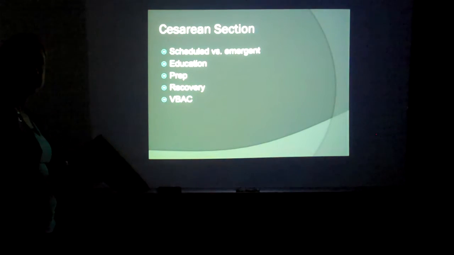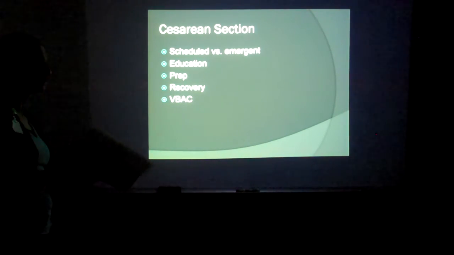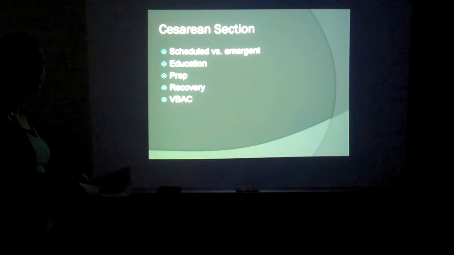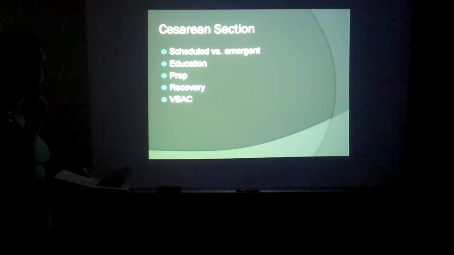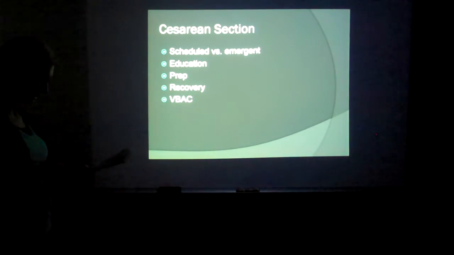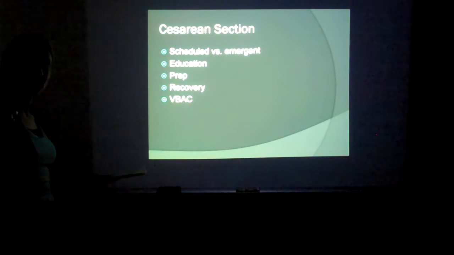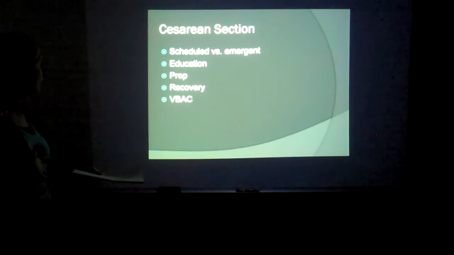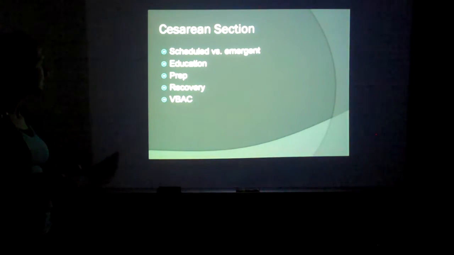Recovery is the same as far as checking every 15 minutes, but mom's going to have an IV longer. She's going to have a Foley catheter until the next day. She's going to be numb for a couple hours, and she's probably going to be a lot more sore. You're going to encourage splinting the stomach when coughing and deep breathing, because that's important to not get pneumonia. Walk as soon as possible to prevent those blood clots.